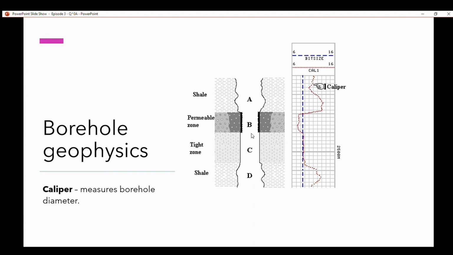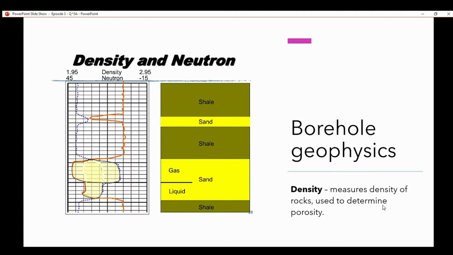Density logging, it measures the density of the rocks used to determine porosity. And shale has a high density, and then it decreases significantly in the sand, increases again. Oh, wait. Okay, so I'm flipped around, right? No, okay. Never mind. I was right. Okay, high density, low density, high density in the shale, decreases, and the gas kind of lowers the density of the sand, and then once you get into the liquid, it increases a little bit, and then once you get back into the shale, it increases.